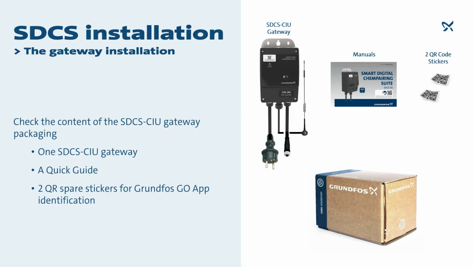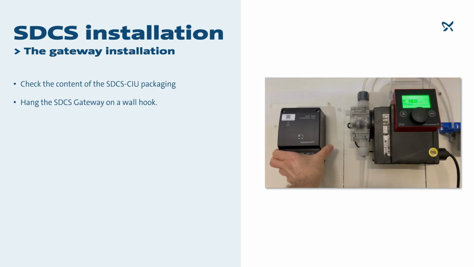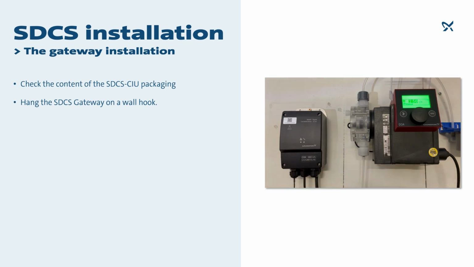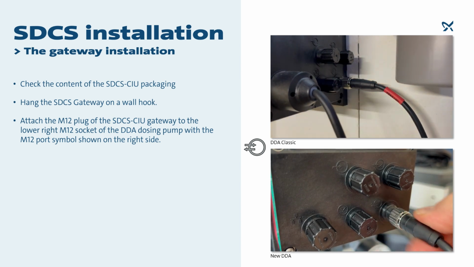Check the content of the Comparing Gateway packaging for completeness. Hang the Comparing Gateway on a suitable wall hook using the stainless steel mounting plate attached to the rear. Attach the M12 connector of the Comparing Gateway to the lower right M12 socket of the DDA dosing pump with the M12 connector symbol shown on the right.